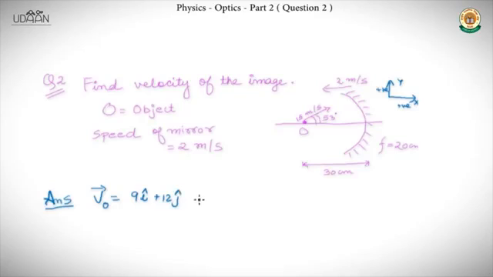and the velocity of the mirror will be given by minus 2 i cap. So the relative velocity of the object with respect to the mirror is given as velocity of object minus velocity of mirror, which is equal to 11 i cap plus 12 j cap.